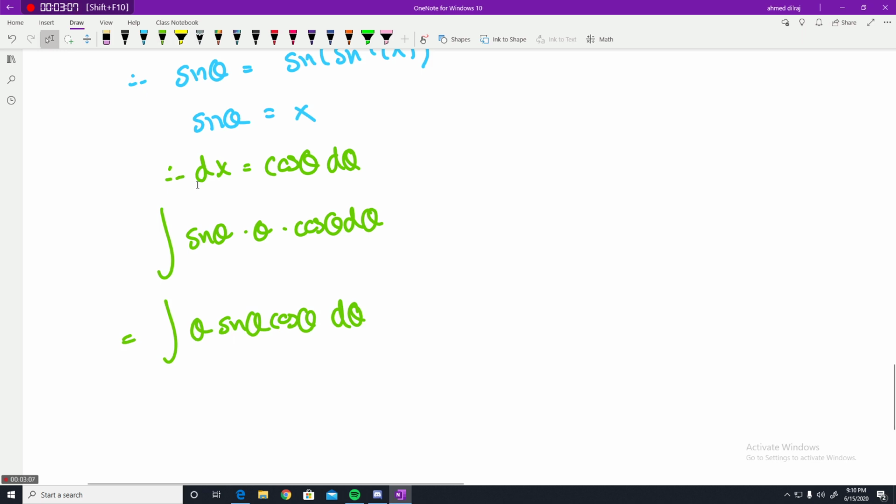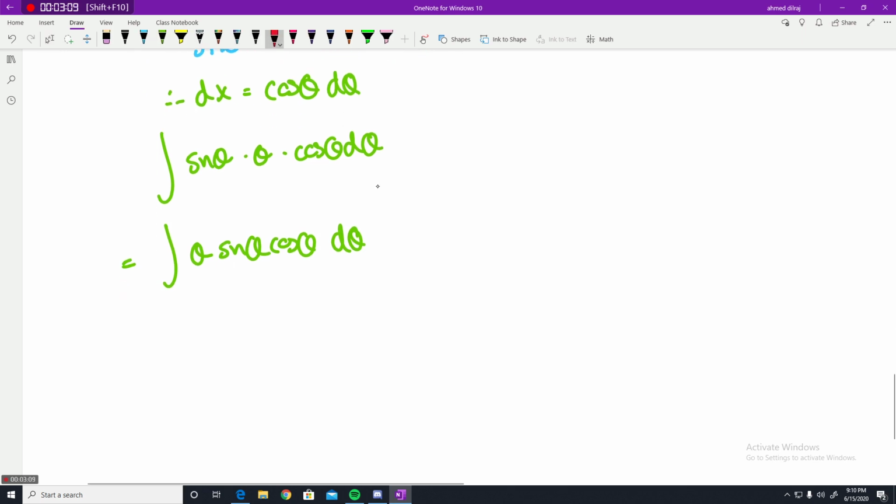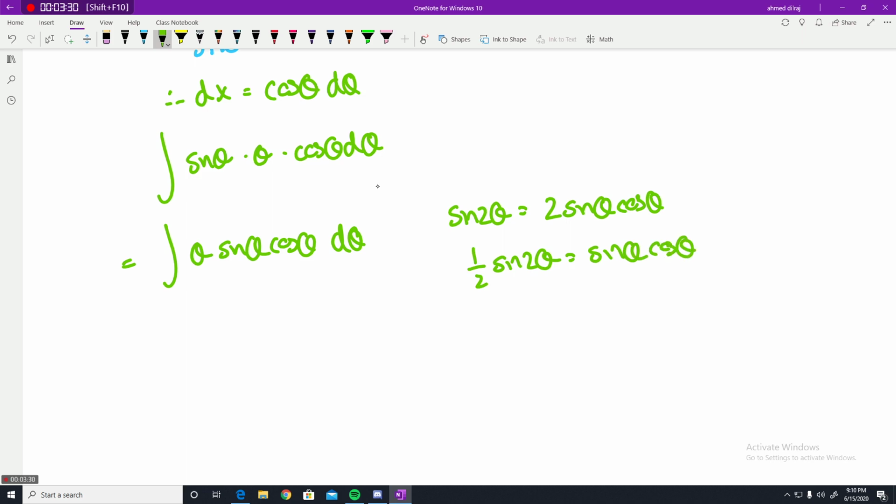Now, for the people who have a sharper eye, they'll realize this is almost a double angle. The only thing it's missing is a 2, because we know sine 2 theta is equal to 2 sine theta cos theta. So dividing both sides by 2, I get a half of sine 2 theta is equal to sine theta cos theta. So now I can make a direct substitution. I can change sine theta cos theta for a half of sine 2 theta. So now my integral starts becoming a little bit nicer. This is the integral of theta times a half of sine 2 theta d theta. So now it looks pretty clean.